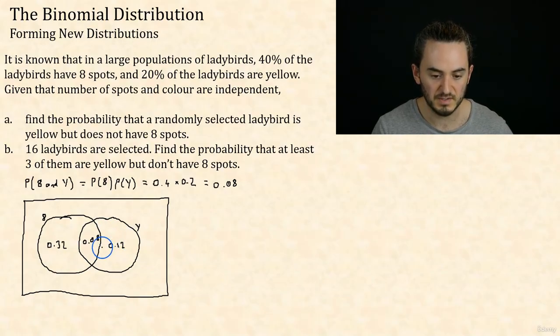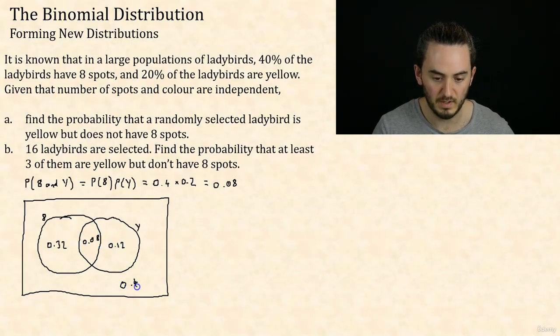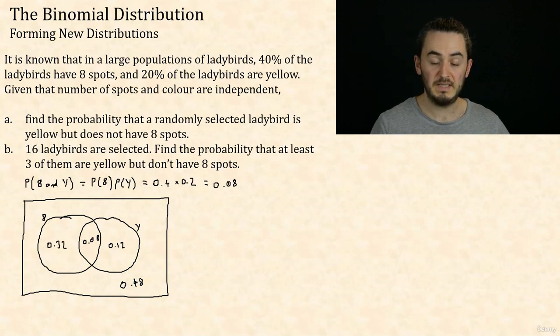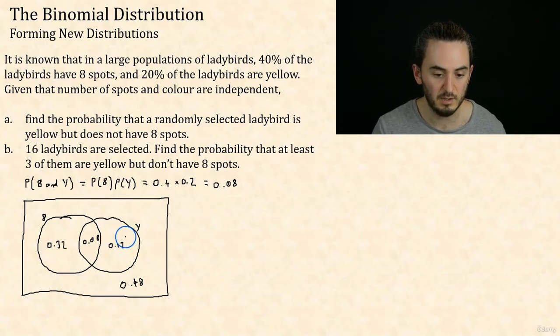So what's left on the outside? Well, I've got 0.2 here, so that plus that is 0.2, plus that is 0.52, leaving 0.48 on the outside. So there's a completed Venn diagram. So the question is, find the probability that a randomly selected ladybird is yellow but does not have 8 spots. So yellow but not 8 spots is these guys here. So there's my answer, straight from the Venn diagram, 0.12.